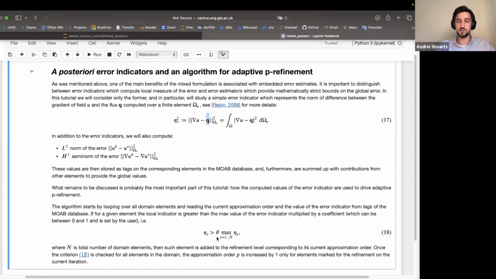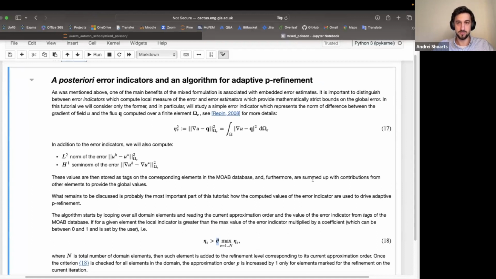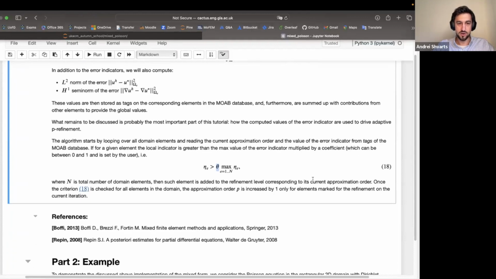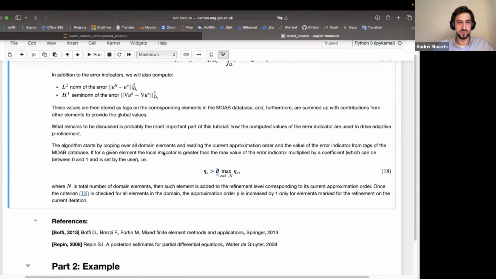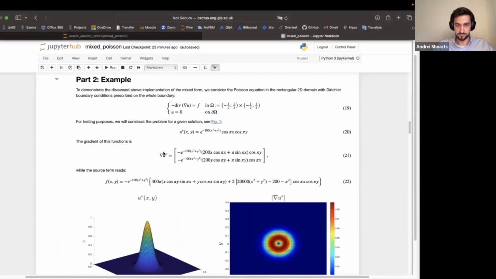And what we will ask you to do in this tutorial is to try to change the value of parameter theta between values of 0 and 1 and see how this affects the convergence of this adaptive p-refinement approach to solving this problem. So here are the references used in this part of theory, and we are coming to part 2 of this tutorial, the example.